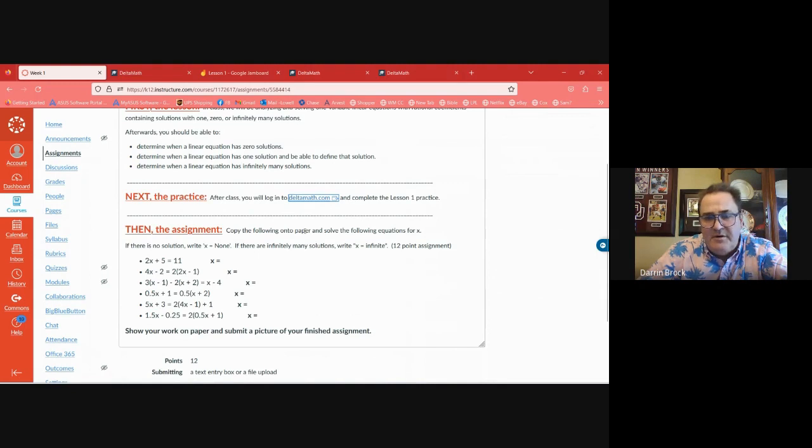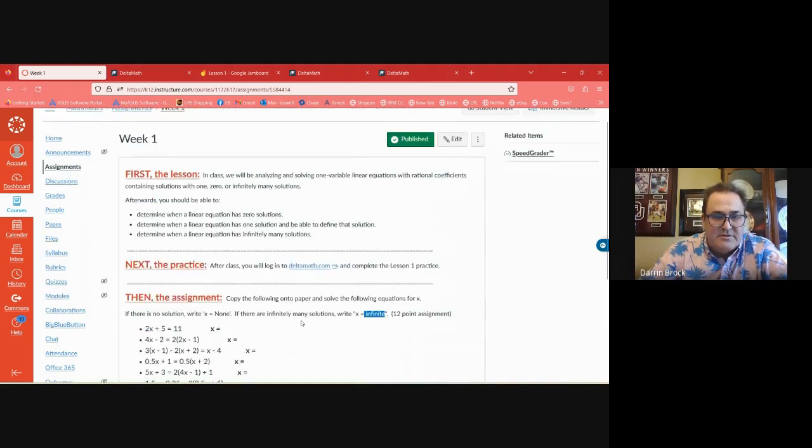So copy these on the paper and solve them for X. You have 6 equations. If it's just one solution, say what the solution is, X equals negative 3, right? But if there's no solutions, you say X equals none, or X equals infinite if it's one of those that has infinitely many solutions. Each is worth 2 points. It's a 12-point assignment. Just show your work on paper and submit a picture of it. Take a picture of your work. You can also do it on a document if you want and submit the document. It's just easier to do math on paper sometimes.